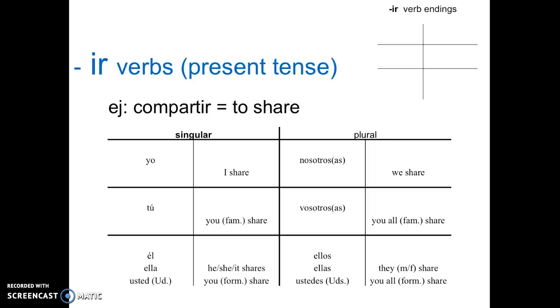Talking about regular present tense conjugation of verbs that end in IR, such as the verb compartir, to share. First, we'll review the endings for IR verbs in general. O, ES, E, IMOS, Í-S, EN.